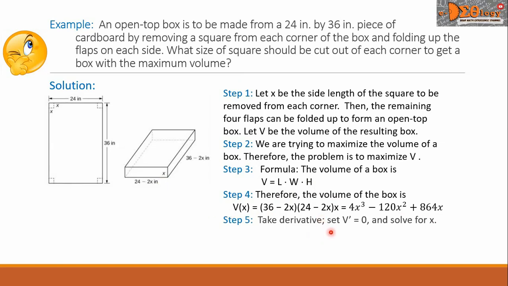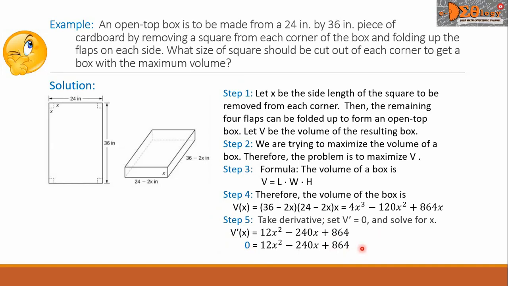Step 5 is we take the derivative of this function. After that, we will set V prime equals 0, and then we will solve for x. The V prime of x equals 12x squared minus 240x plus 864. Next, we set this to be 0, and it becomes like this now.